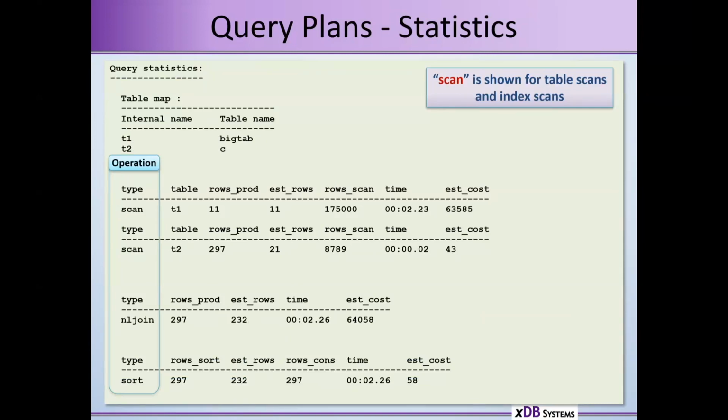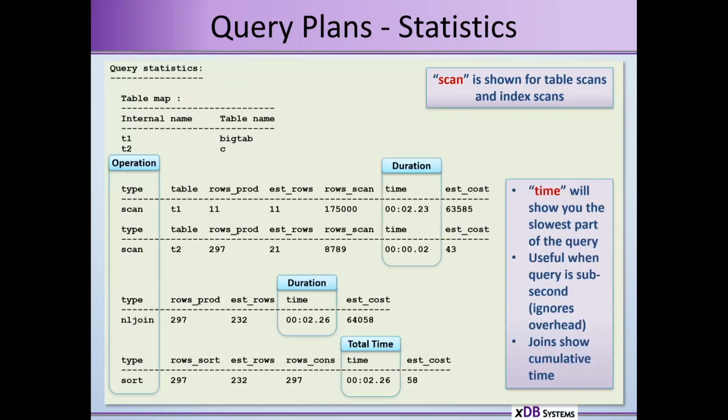Now, something that might be a little confusing is that we see a type of scan regardless of whether the table was accessed with a full table scan, a sequential scan, or an index read. Because it's trying to say, look, this is an index scan. So scan just means table access, really.